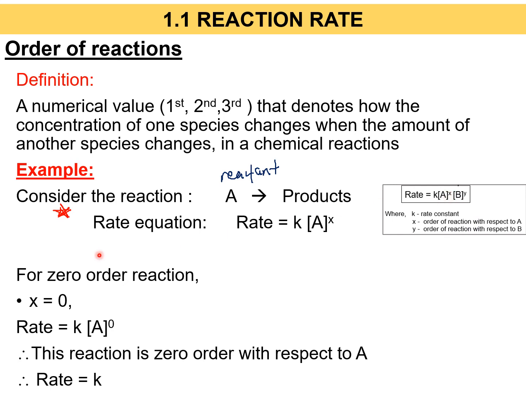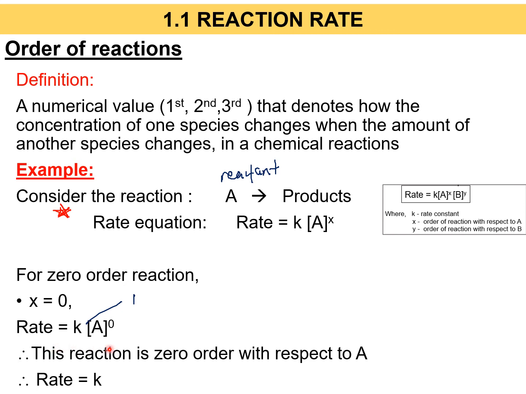Okay, so if let's say it's a zero order reaction, of course X must be equal to 0. So when X equals 0, rate will be equal to K multiplied by the concentration of A to the power of 0. And then you need to know anything to the power of 0 is going to be 1, right? So it's like K multiplied by 1.